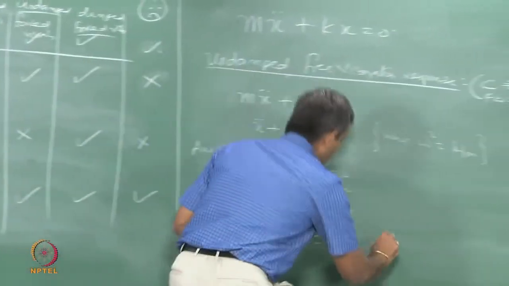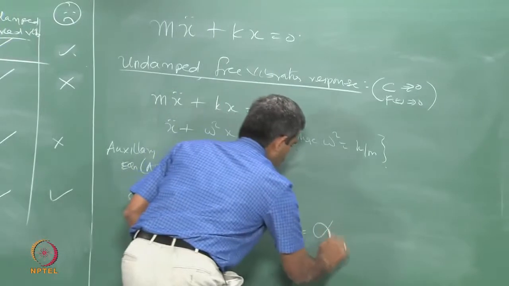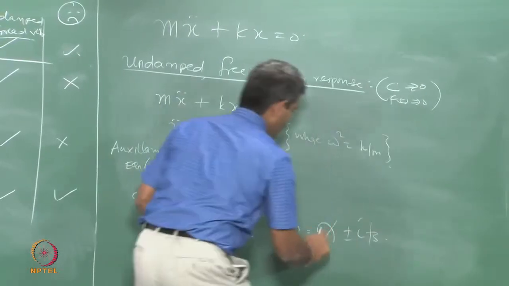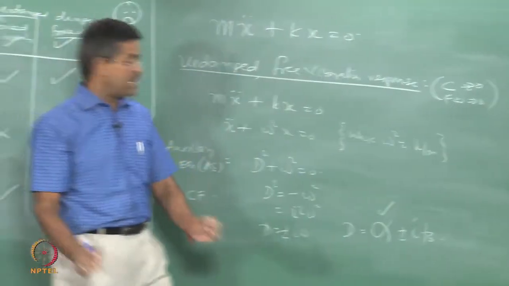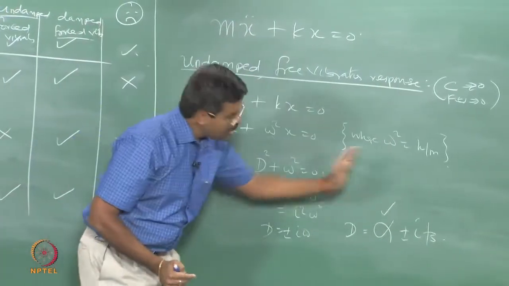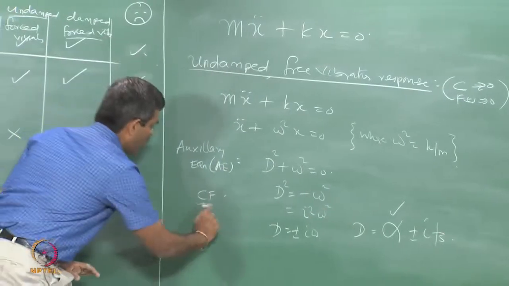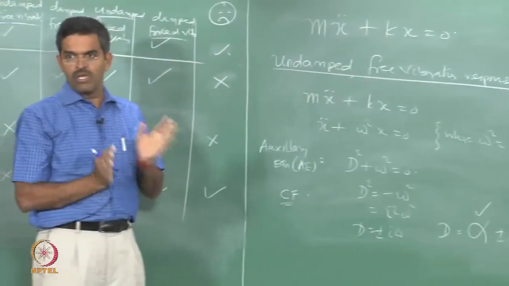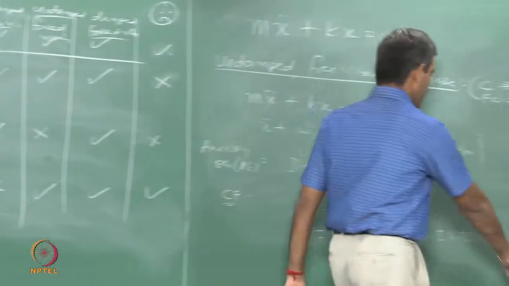So, this can be compared to alpha plus or minus i beta, where alpha is called the real part of the function and this is called the imaginary part of the function. When I have both real and imaginary parts, I can write something called the complementary function for a given ODE as a solution, which is given by this equation.